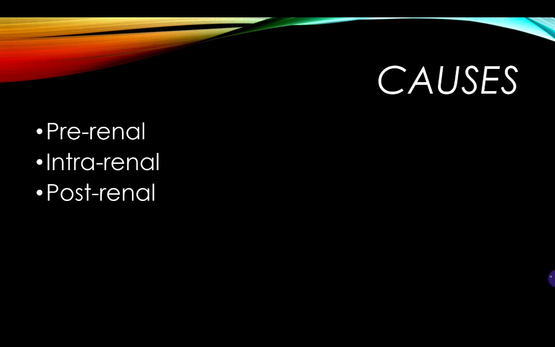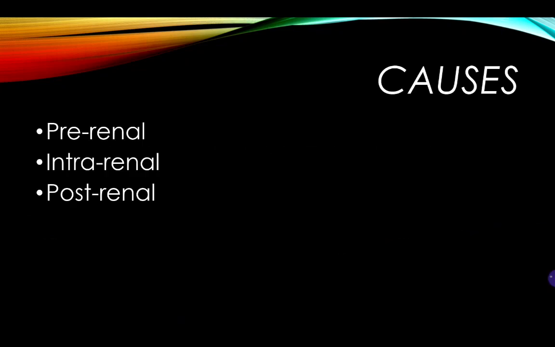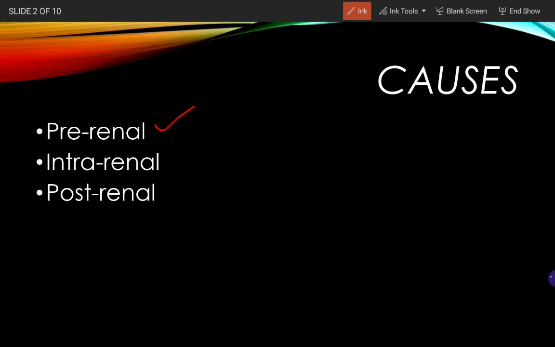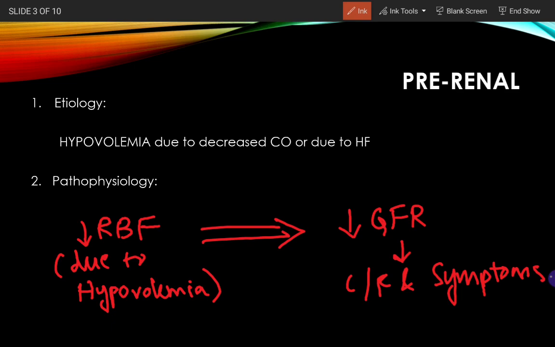So broadly, the causes of acute renal failure can be divided into pre-renal, intrarenal and postrenal. So let's look at each of these individually. Now first, coming to the pre-renal cause, what exactly is the etiology of the pre-renal cause of acute kidney failure? This is mainly due to hypovolemia, which can be caused by a decreased cardiac output from the heart or due to heart failure.